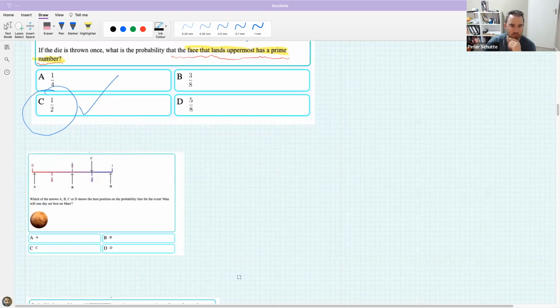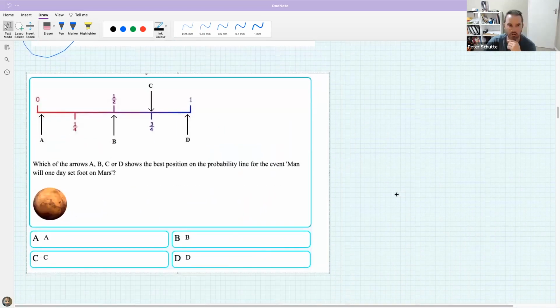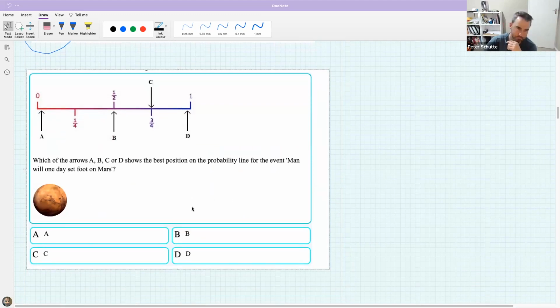So sometimes what we like to do is they ask you questions about the probability scale. And so I don't know how much you know about SpaceX and all these things, but if you had to estimate the probability for the event, man one day will set foot on Mars. Now, this is a different type of question because it's hard to have possible outcomes or favorable outcomes, but knowing what you know about the world, of the options available here, which of the arrows shows the best position on the probability line for the event man will one day set foot on Mars?